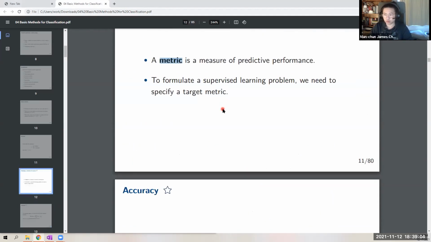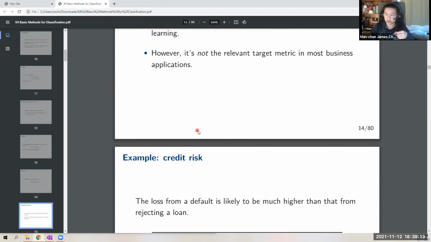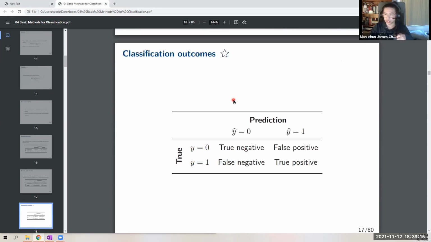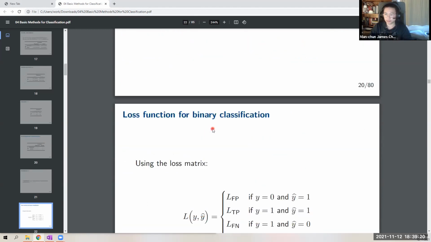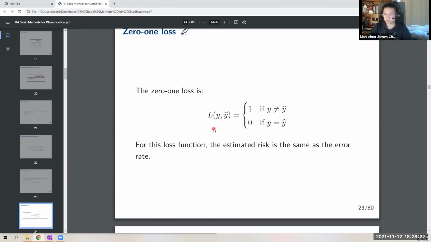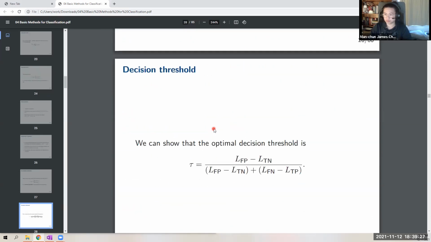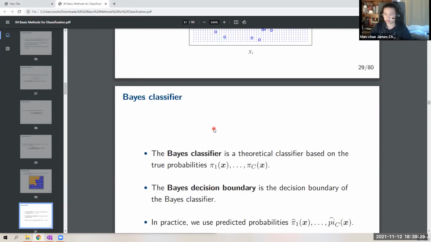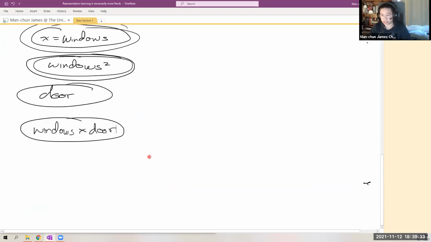Metrics are different ways to measure the model performance, and there are many metrics you can use. You can use accuracy, the error rate, or you can use precision, specificity, stuff like this.